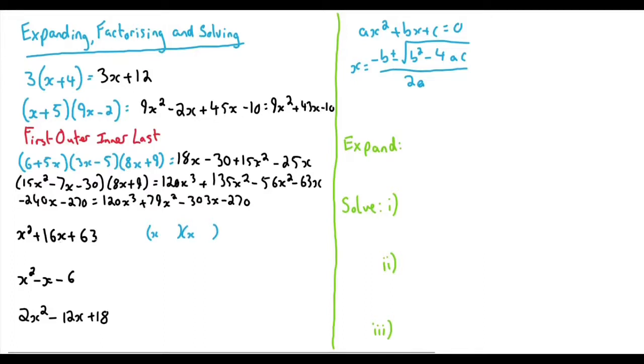For the factors of 63, we have 7 and 9. So if we just put a 7 here and a 9 here, and then to make it a 16, a plus 16 in the middle, we'll have a plus 7 and a plus 9.